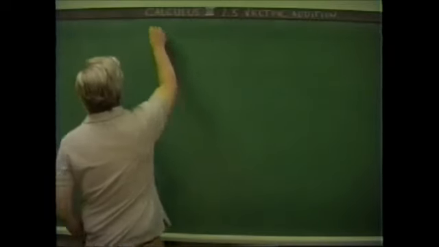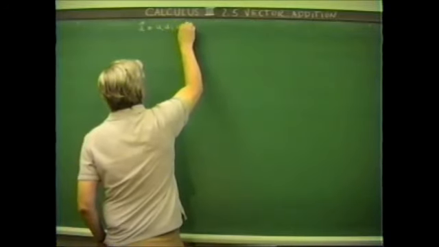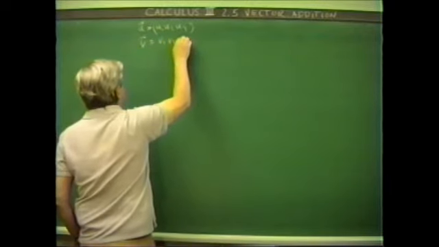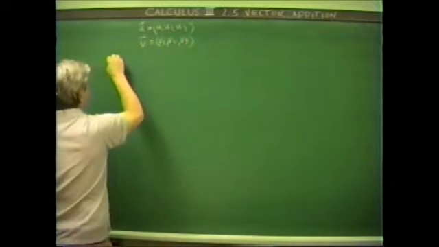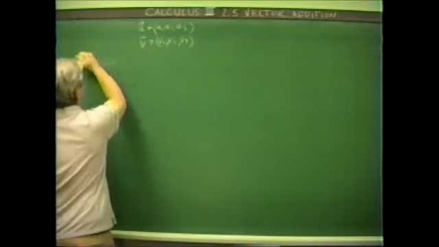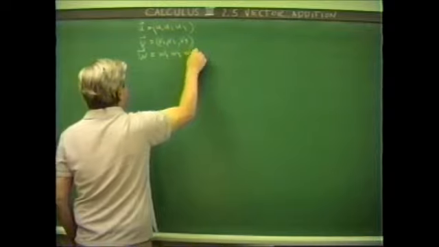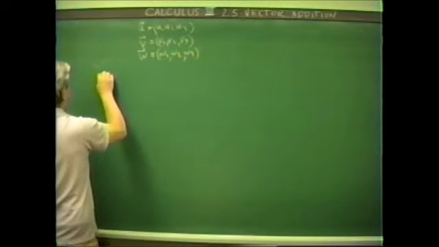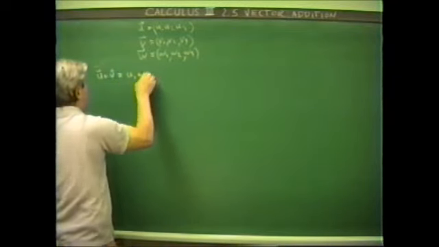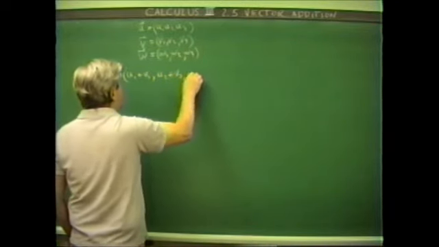Consider vector addition now, given two vectors, u, say u1, u2, u3, and v, v1, v2, v3. Then, I suppose we can consider a third one here, w, w1, w2, w3. And then u plus v is defined by u1 plus v1, u2 plus v2, u3 plus v3.